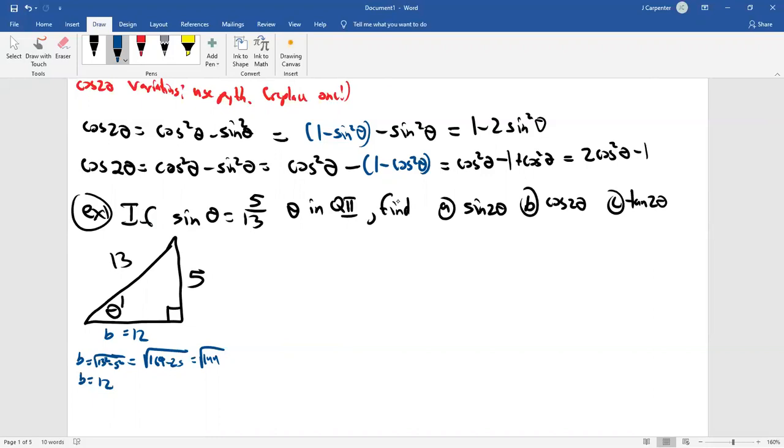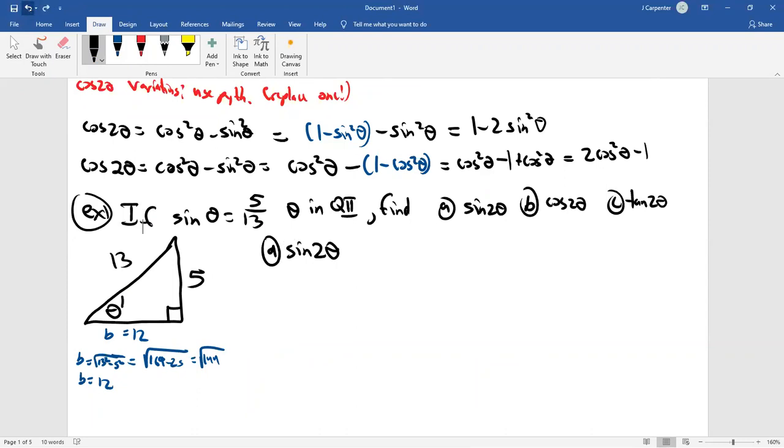So for A, can I fit it all here? I think I can. Sine of twice the angle. You can't just take the 5 and the 13 and do 2 times that. Sine functions don't work that way. They're like logarithms in that they're unusual. You can't just magically pull this 2 out. That's why we just got those formulas.